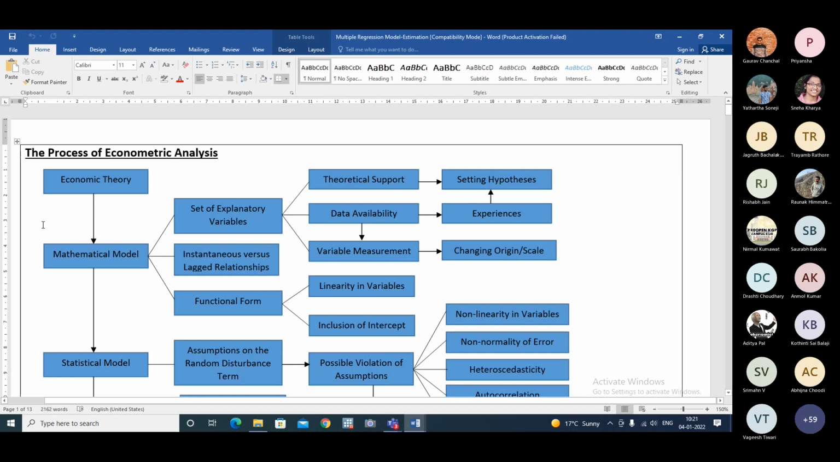For example, I may aim at testing the validity of the Marshallian law of demand. We all know the Marshallian law of demand. Now, question is, while examining or testing the validity of Marshallian law of demand, what type of framework I'll be using?